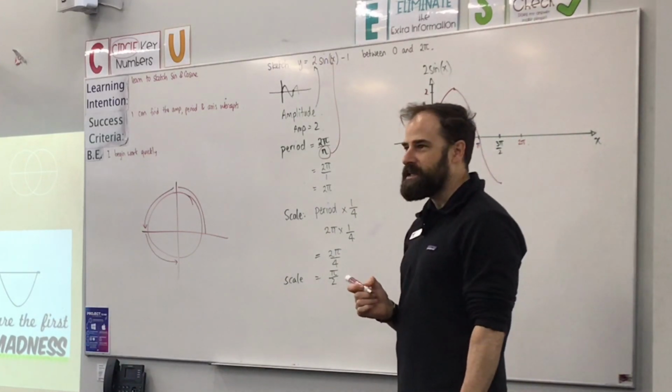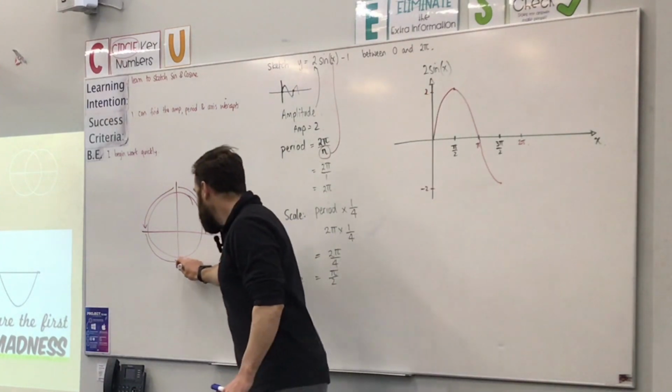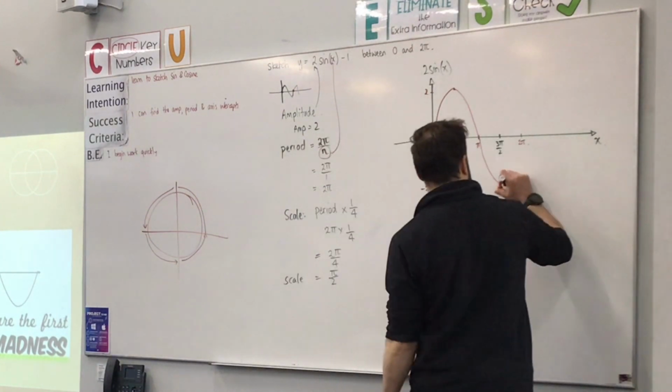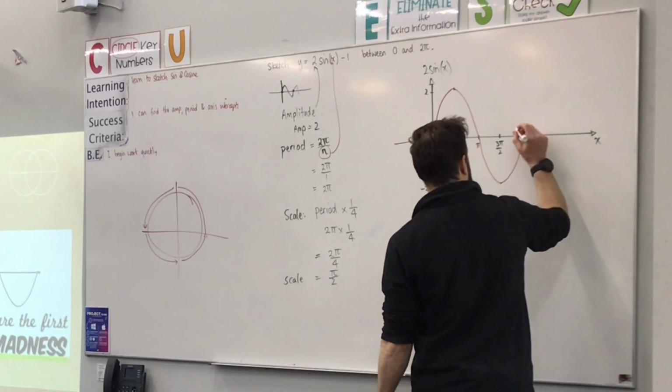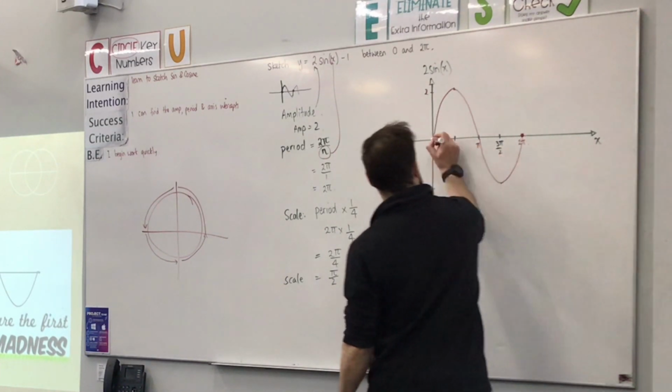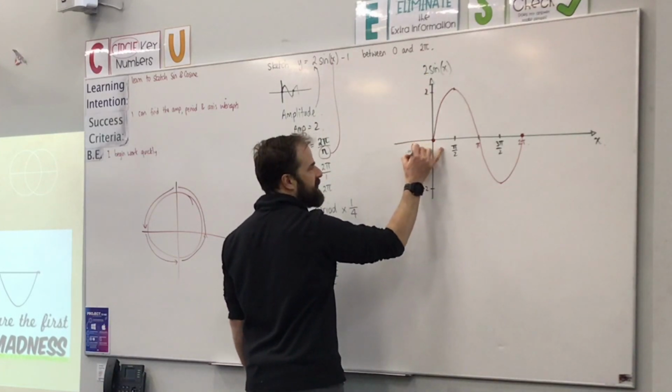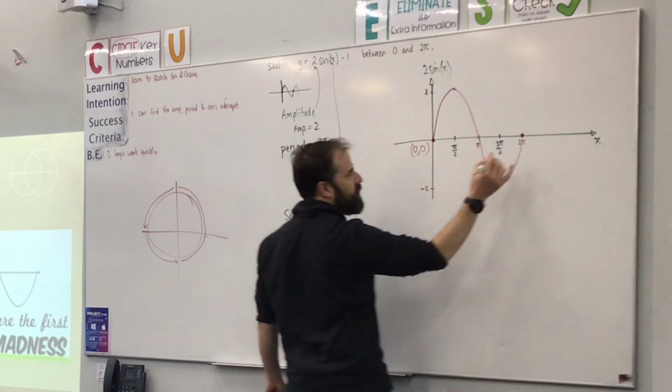And my whiteboard marker is a little bit squeaky. And then increasing from the most negative value back to 0. And because it's got a set domain, I need to label those endpoints with their coordinates.